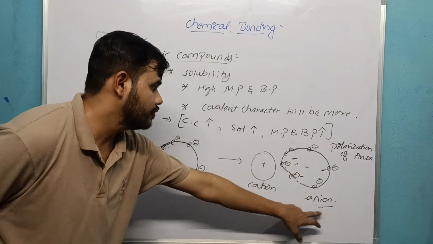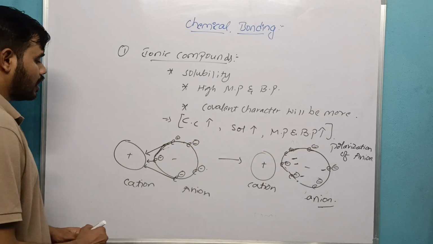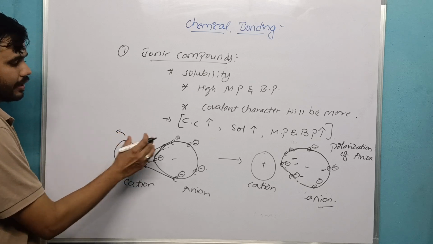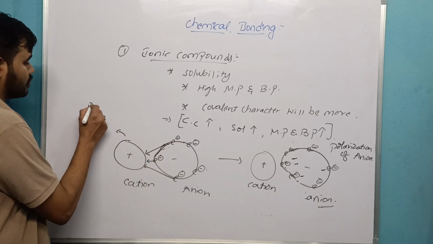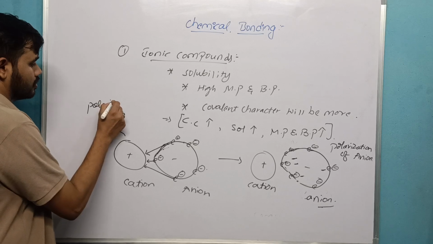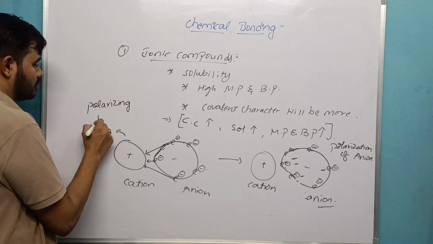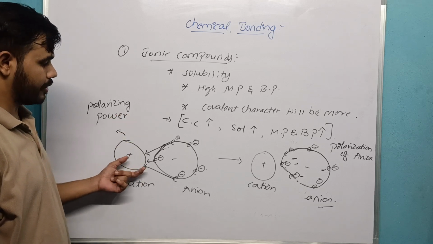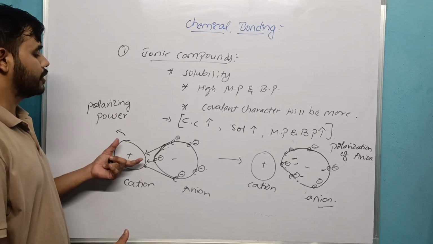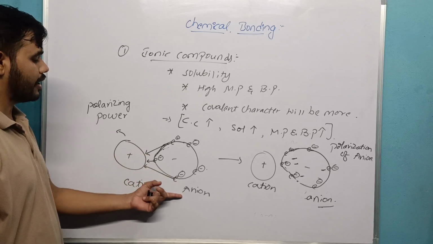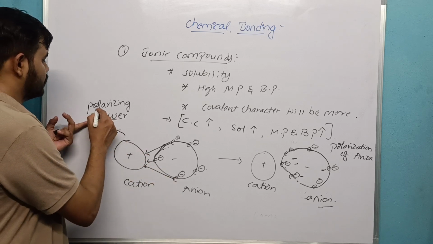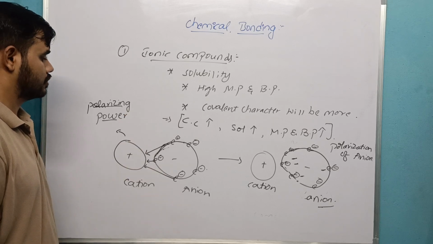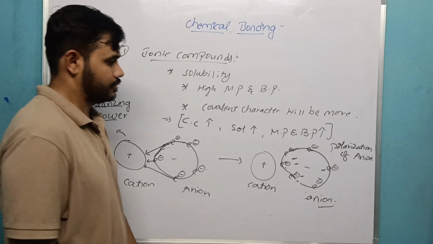Another thing, the cation has the power to attract the electrons, right? That power is called polarizing power. The cation has the power to attract the electrons from the anion. That power is called polarizing power. Note down, students.